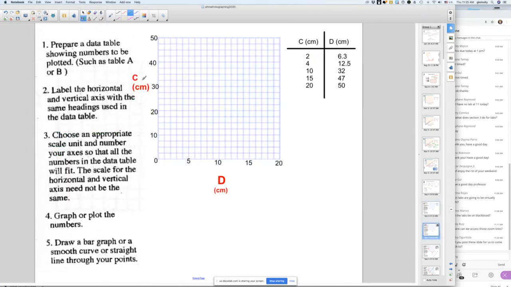Again, we've labeled the axes. I'm going by 5s over here, and I can get up to 20. This way, I'm going by 10s, because I don't have to go as high. I need to get, I'm sorry, 50 going this way.